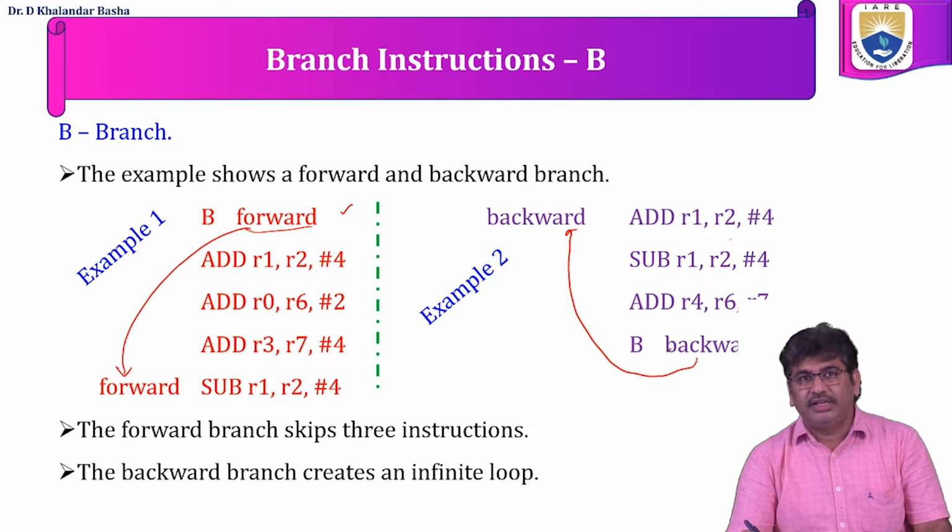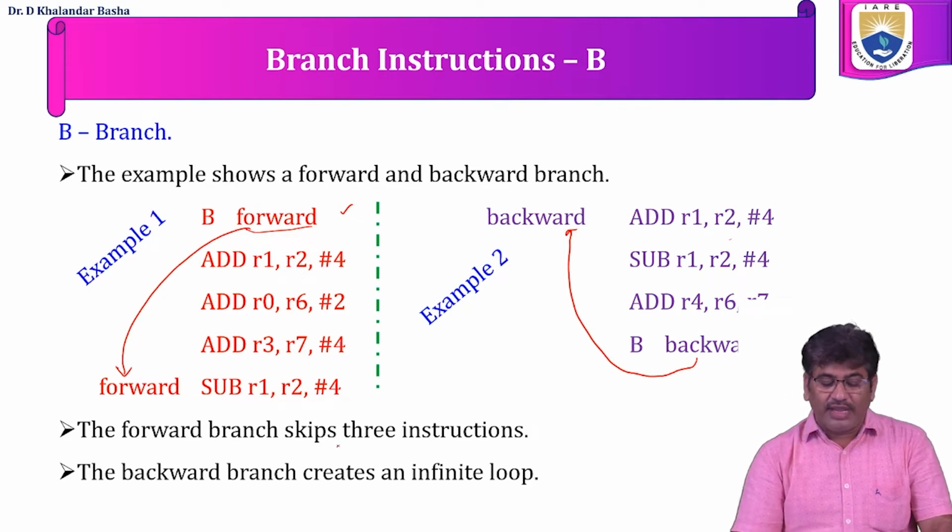As this is an unconditional case, this loop is going to iterate an infinite number of times. The forward branch instruction skips three instructions in the first example, whereas in the second example, the backward branch instruction creates an infinite loop.